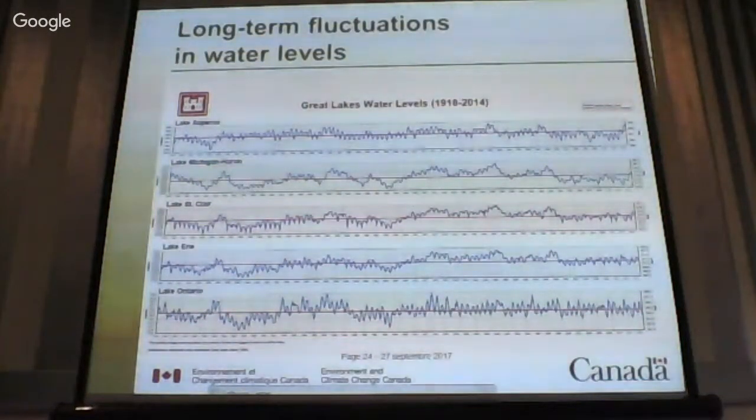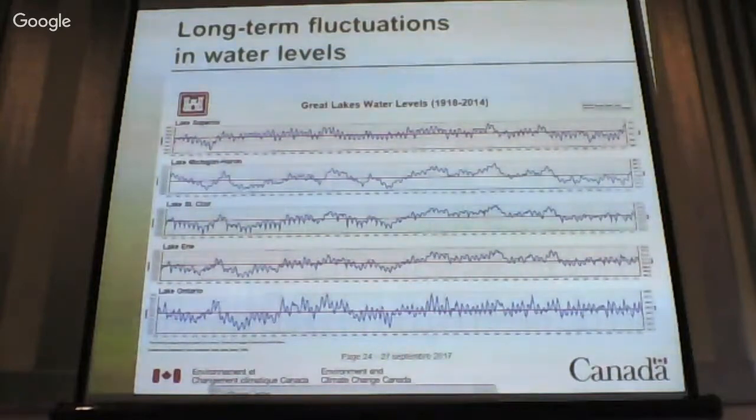This co-management is done by the International Joint Commission, so a binational body, and they're interested to understand what drives changes in lake levels in each of the Great Lakes. So here you're looking at 100 years or so of lake levels, monthly lake levels in each of the lakes. So you can see these variations on decadal timescales of lake levels.